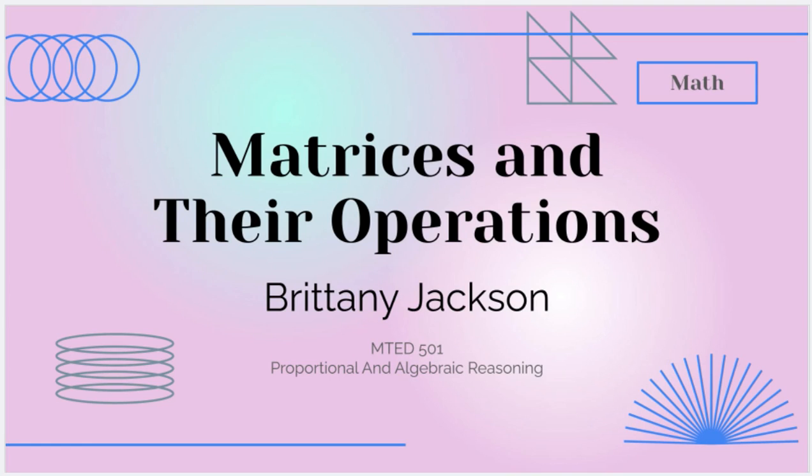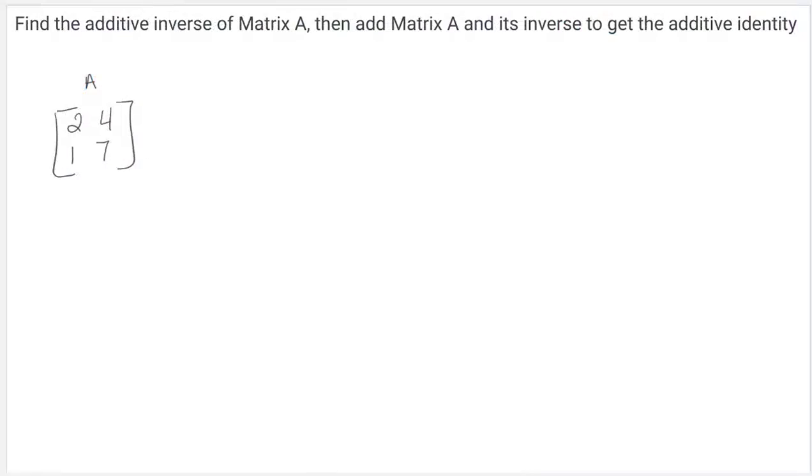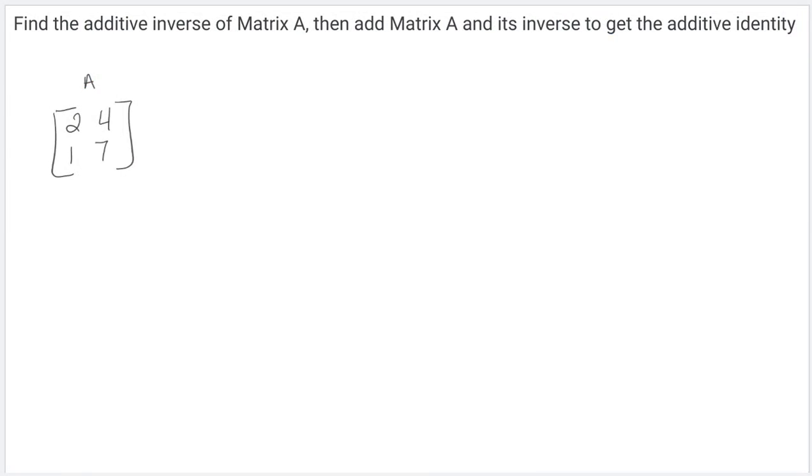This is my video on matrices and their operations. I'm going to try to move as quickly as possible. Find the additive inverse of matrix A, then add matrix A and the inverse to get the additive identity.